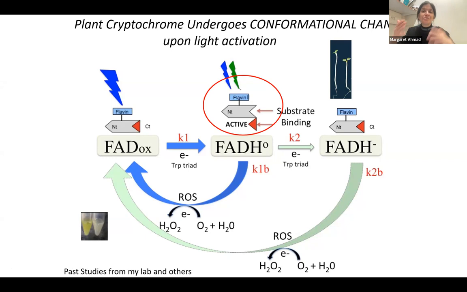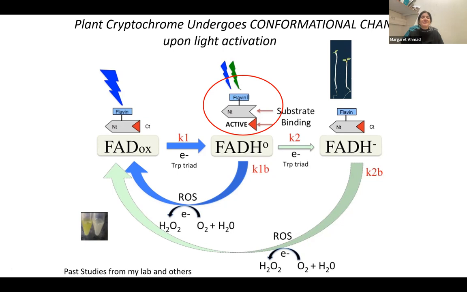The other feature of this photocycle is if you look at the back reaction, from FADH dot or FADH minus, you can see that in the back reaction, cryptochromes consume molecular oxygen. They're producing oxygen radicals, reactive oxygen, and the end product of the reaction is hydrogen peroxide. So cryptochromes also generate reactive oxygen radicals in the course of their redox cycle. These two things are features of how cryptochromes work.